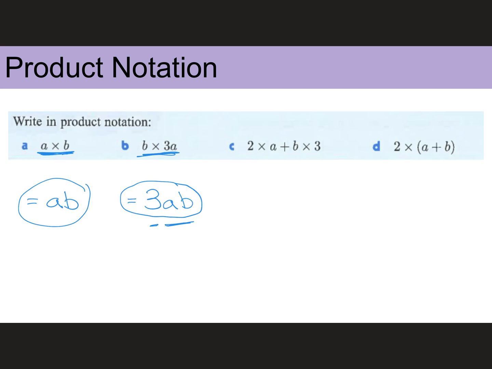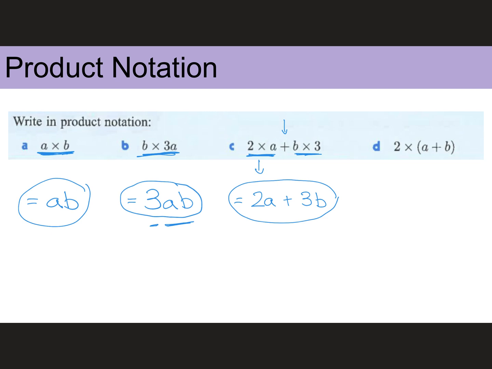Now for the next one, notice that I have a plus sign here. So I have 2 terms. I have the B times 3, and I have also this 2 times A. So I need to make sure that they stay separate. So to simplify 2 times A, I would just write 2A, put my plus sign in, and then B times 3, I would write it as 3B. Remember, the coefficient has to come first. And then this is done.